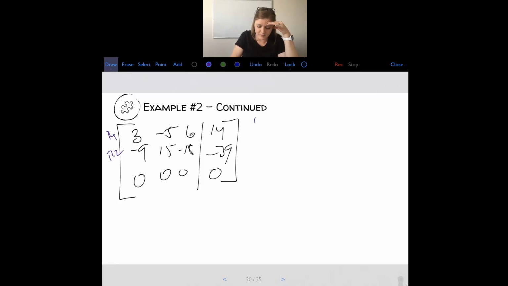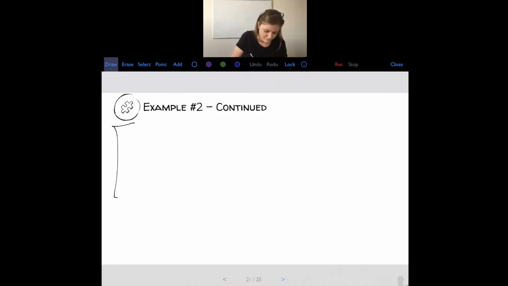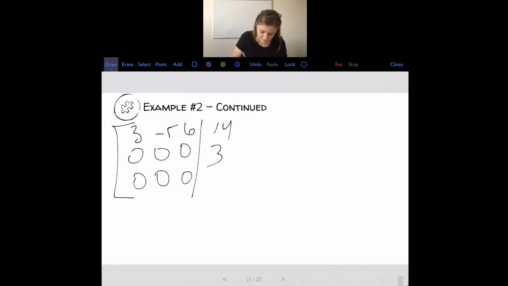So I'm going to take row 2 plus 3 times row 1, and let's see what happens. So row 2 is -9, 15, -18, -39, and 3 times row 1 is 9, -15, 18, and this would be 42. If I add them together, 0, 0, 0, 3. So now let me write what we have in our matrix. So looking at row 2 and row 3, it can't be no solution and infinitely many solutions at the same time. So what's happening here?